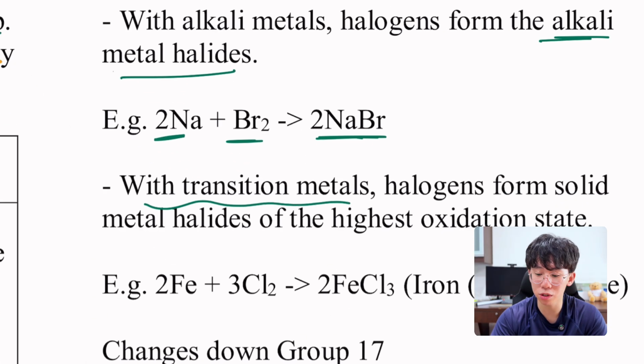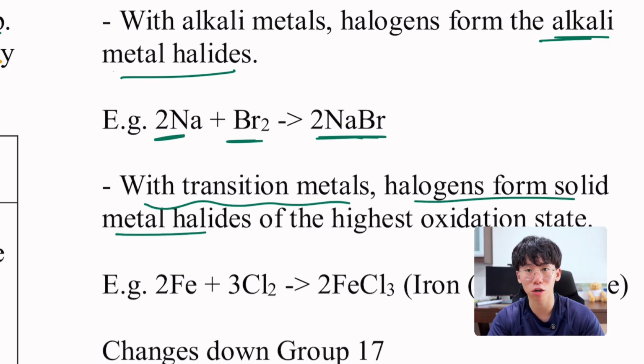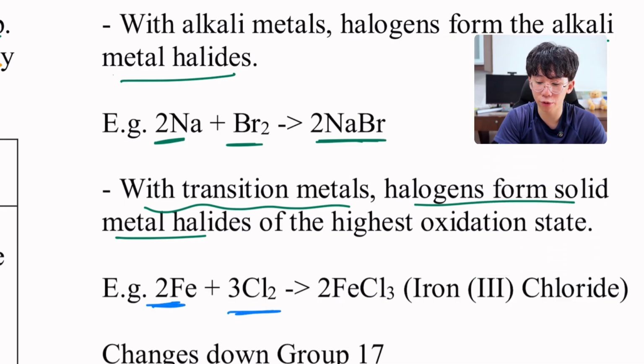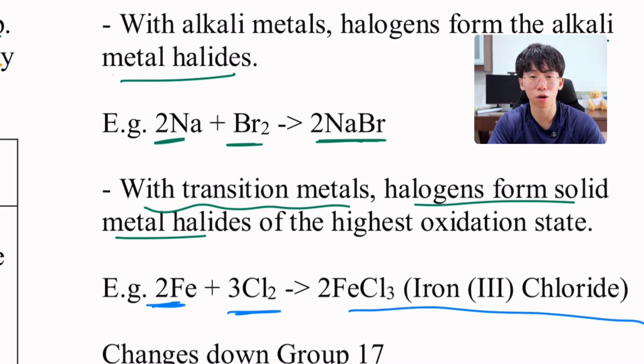With transition metals, on the other hand, your halogens will form the solid metal halide of the highest oxidation state. So for example, if iron were to ever react with chlorine, your iron reacting with chlorine will give you iron chloride, and it's iron what? It will be iron(III). Between iron(II) and iron(III), we go with the highest oxidation state, so it's iron(III) chloride.